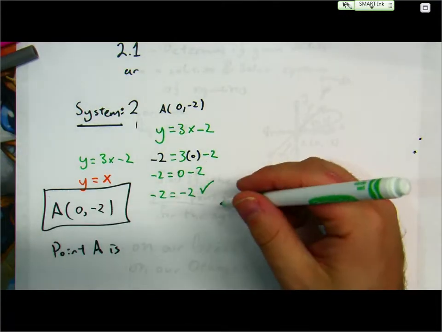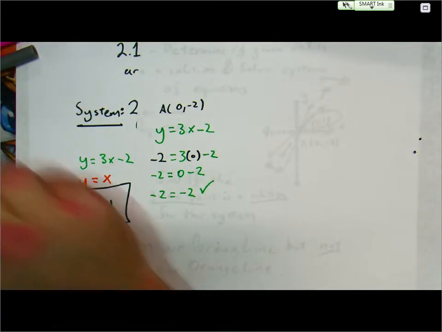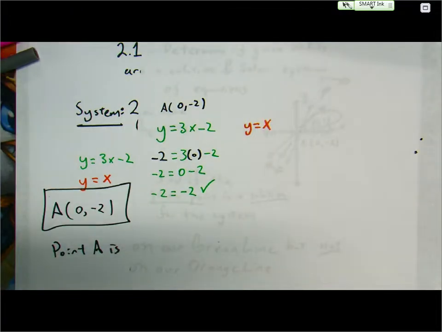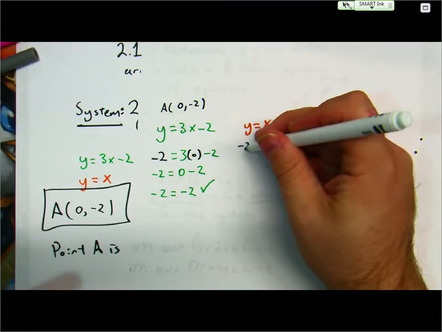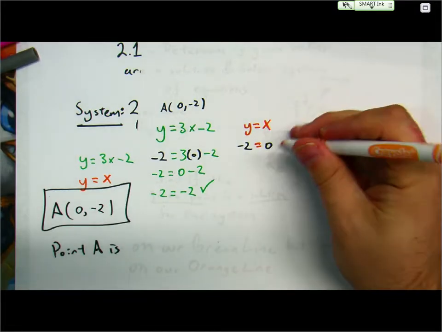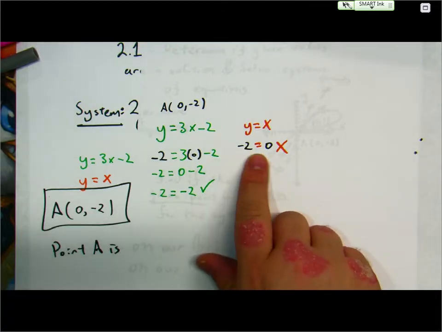Because these are equal, this tells me that A is on our green line, right? Because it works out, I know that A is on our green line. But what I'm going to do now is I'm going to do it for our orange line. And our orange line was simply y equals x. And so I'm going to do the exact same thing. Y is negative 2, x is 0. Now, does negative 2 equal 0? Absolutely not. That's not true. And so we can say that this point is not on the orange line. It does not satisfy it. It makes it untrue. Okay?